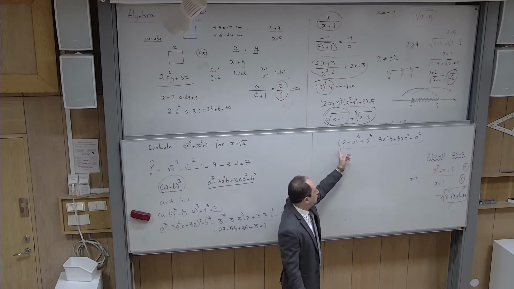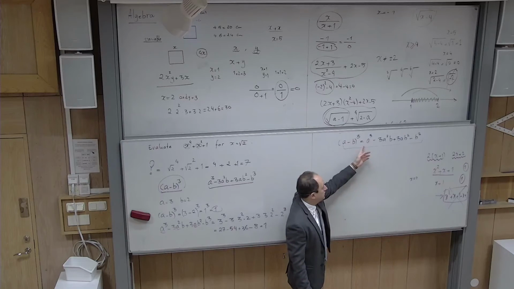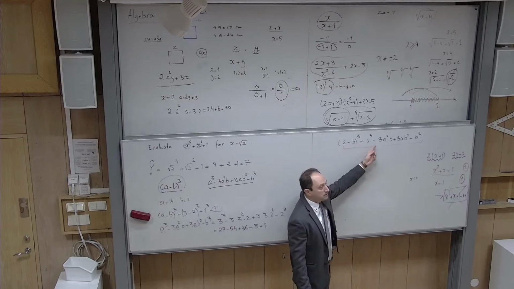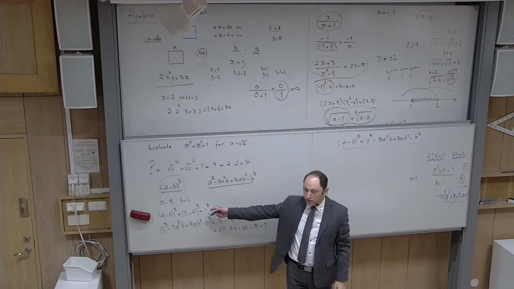This is one of the formulas in algebra. Maybe we will study this later, because up to second power you have it in the book, but for the third power you don't have it. Later you will learn that this is indeed true, but this is not the proof.